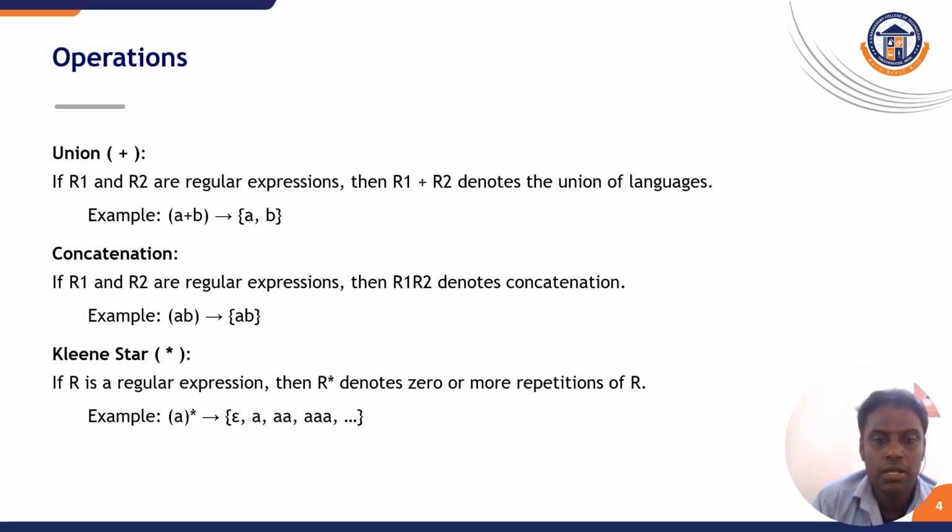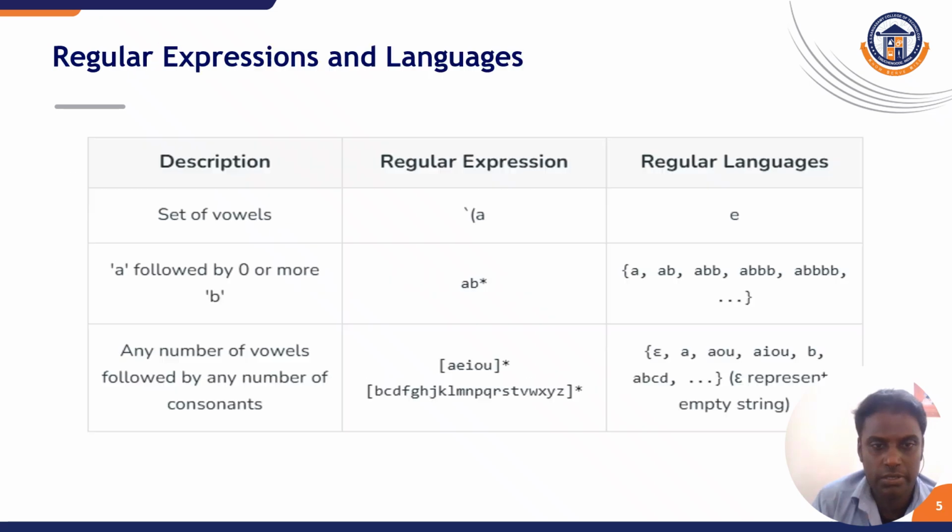For example, a + b denotes {a, b}. And concatenation: if R1 and R2 are regular expressions, then R1R2 denotes concatenation. For example, ab represents ab. Kleene star: if R is a regular expression, then R* denotes zero or more repetitions of R. For example, a* will be represented as the set {epsilon, a, aa, aaa, and so on}. It is an infinite set.